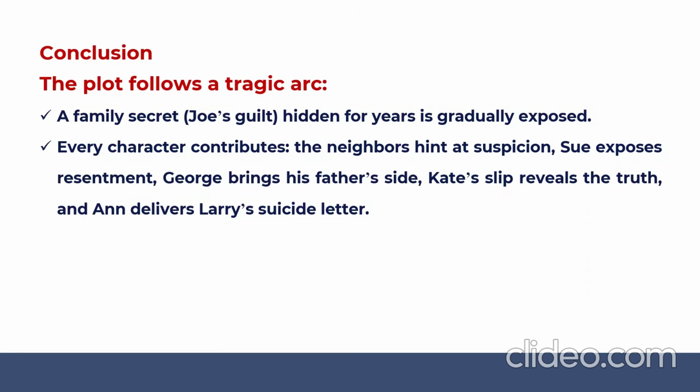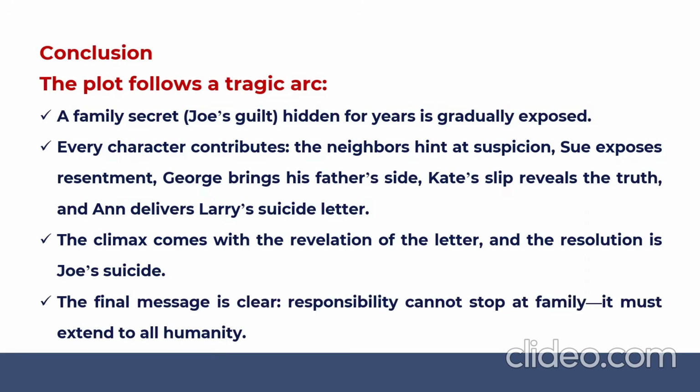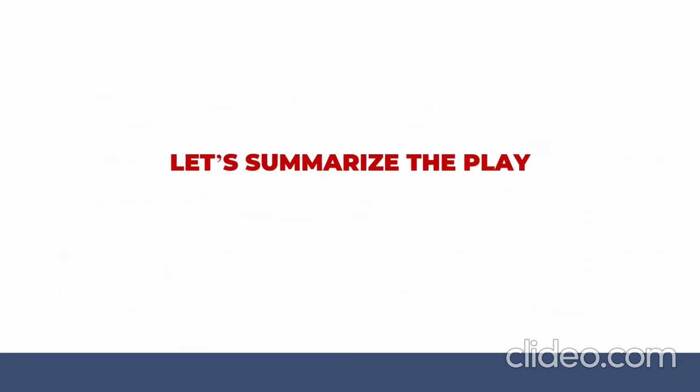If Kate had not said that for 15 years he has not suffered from any flu, the guilt would not have come out. The climax comes with the revelation of the letter, and the resolution is Joe's suicide. The final message is very clear: responsibility cannot stop at family. It must extend to all humanity. So that's the explanation of Act 1, 2, and 3. Now we are going to summarize the whole play very briefly so that you can view all the threads easily.